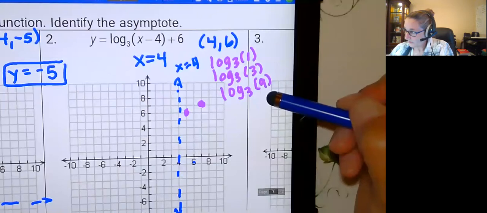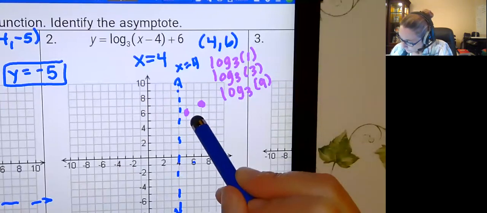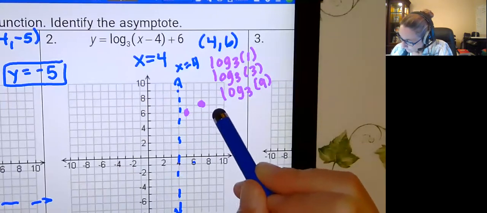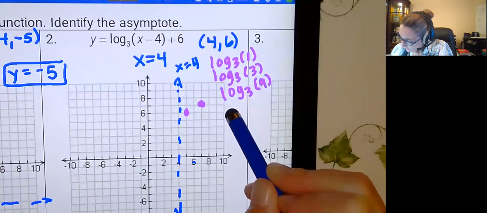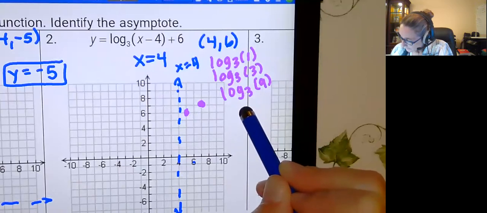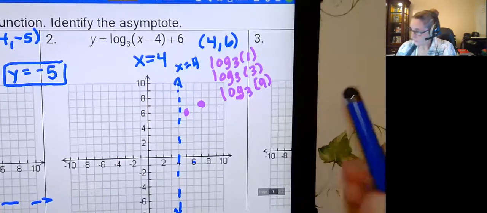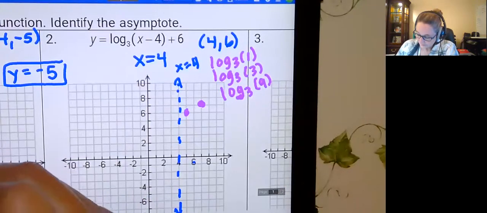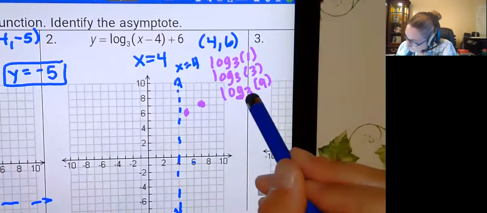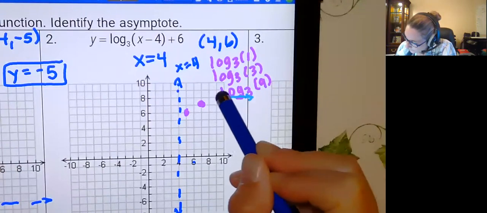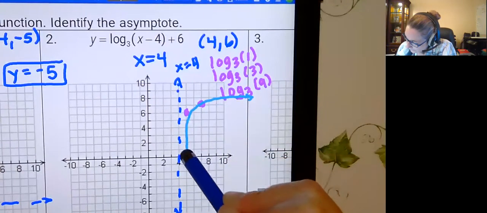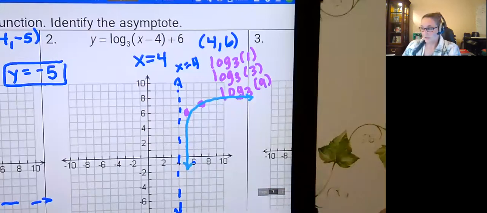My next one would be 9. So 1, 2, 3, 4, 5, 6, 7, 8, 9. And log base 3 of 9 is 2. So it's going to be up here, kind of where my G is. And let me do it in a different color. It's going to come like this. And that's your graph.